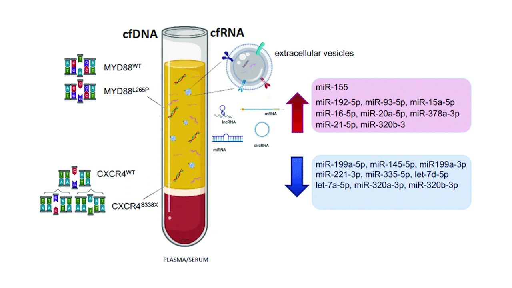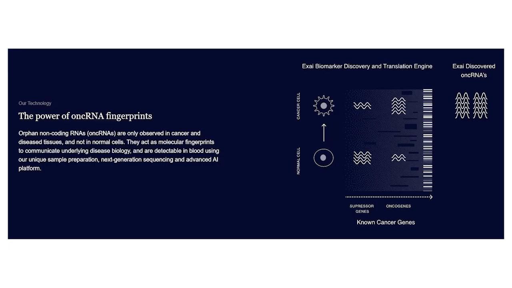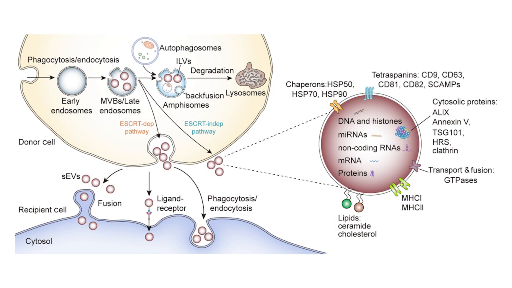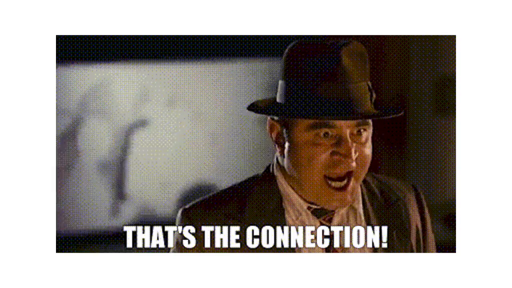So I've been talking a lot about cell-free DNA, but there's also cell-free RNA. A good example of this is the company XI Biosciences, which is looking at a series of RNAs that are usually associated with extracellular vesicles, which I'll come back to. But these are what are referred to as orphan non-coding RNAs, or oncRNAs. What they have found is that, remarkably, these RNAs seem to be almost uniquely associated with cancer patients.